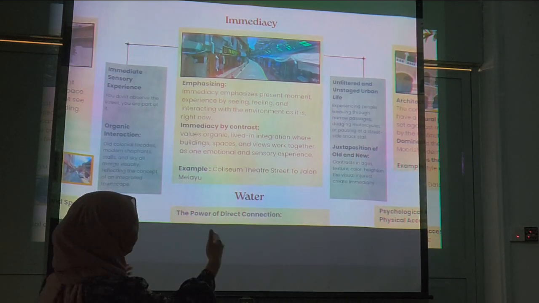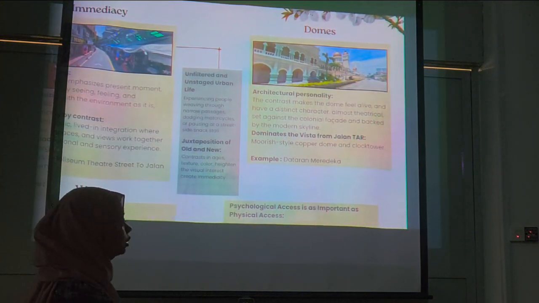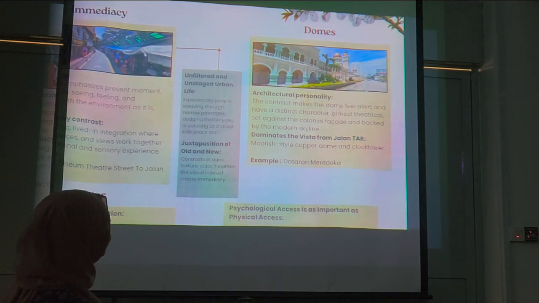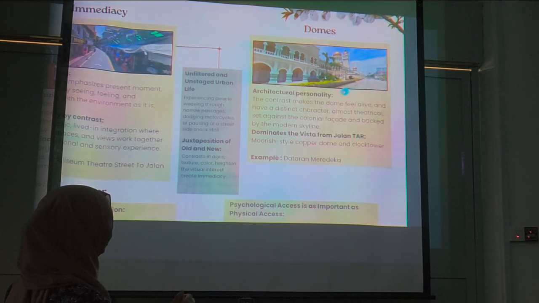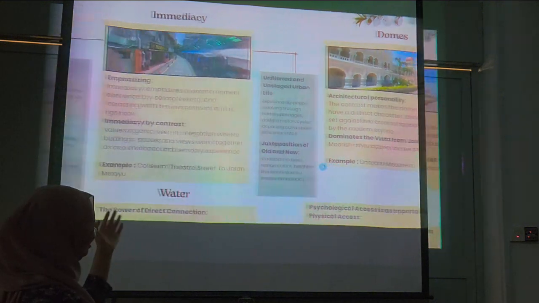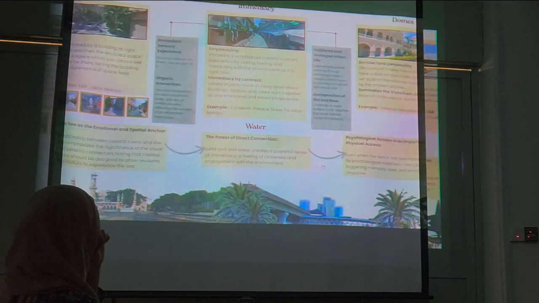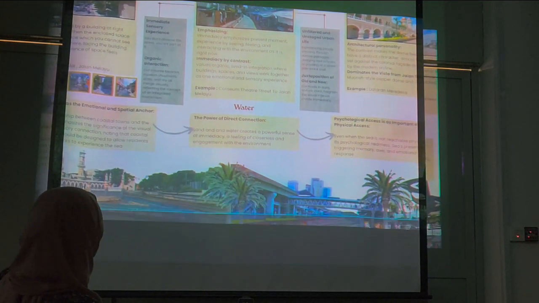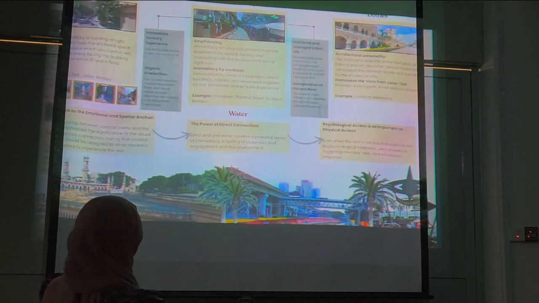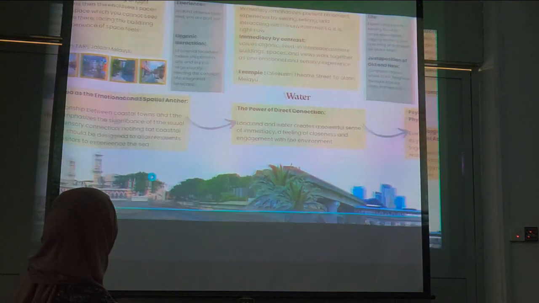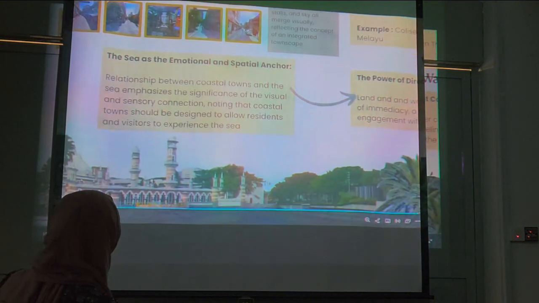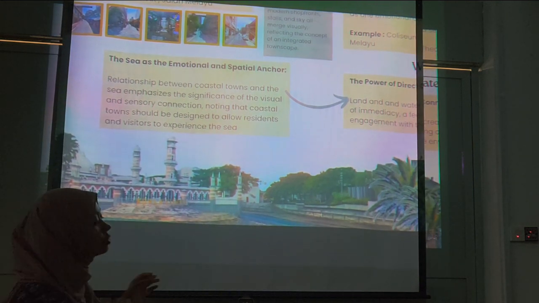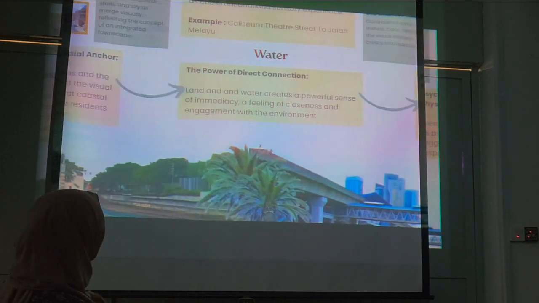which is the contrast in areas that just color, hidden the visual interest, which create the immediacy. And then we have domes, which is like the Taman Merdeka, that have a very lively colonial affected and affected by modern skyline. And then we have water, for example, usually seen as emotional and special anchor. So it is a relationship between coastal towns and the sea, emphasizes the significance of the visual and sensory connection. So, and then the power of direct connection.